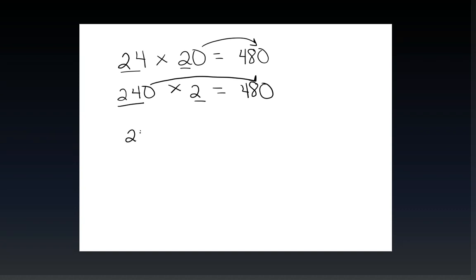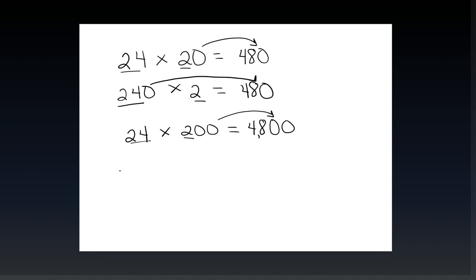Let's look at another one. What if I have 240 times 200? Again, I'm going to look at anything that's not a zero. So I've got 24 on this side, 2 on this side. 24 times 2 is 48. And then I'm going to say, how many zeros do I have in my problem? I've got 1, 2. I need to move them over. 24 times 200 is 4,800.